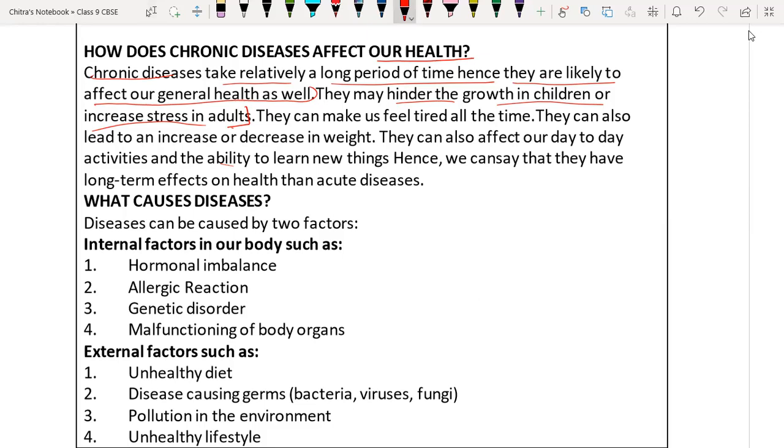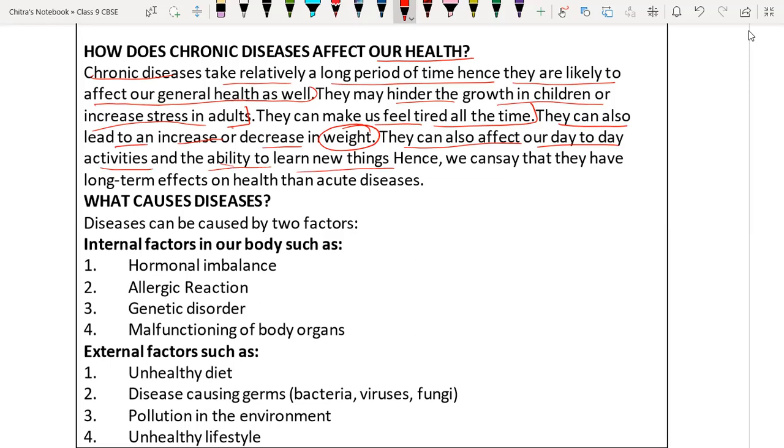They can make us feel tired all the time, due to which we cannot work properly, we cannot think rationally. That's why they affect individual health adversely. They can also lead to an increase or decrease in the weight of the patient. Most of the time, chronic disease leads to an increase, sometimes a decrease, in the weight of the patient. They can also affect our day-to-day activity and ability to learn new things.